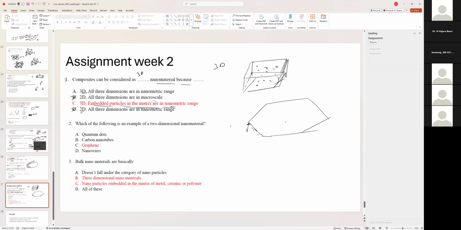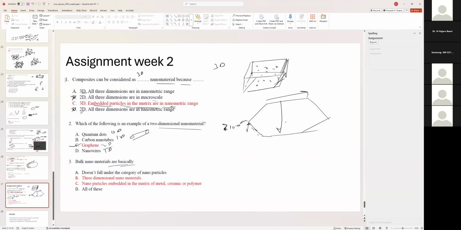This is less than 100 nanometers, and these two dimensions are greater than 1 meter. So quantum dots are 0D, carbon nanotube is 1D, right? Graphene is a 2D material, nanowire is again 1D. So graphene is the very example of a 2D nanomaterial. The thickness of a graphene sheet is in nanometer scale, the two sizes are in macro scale.